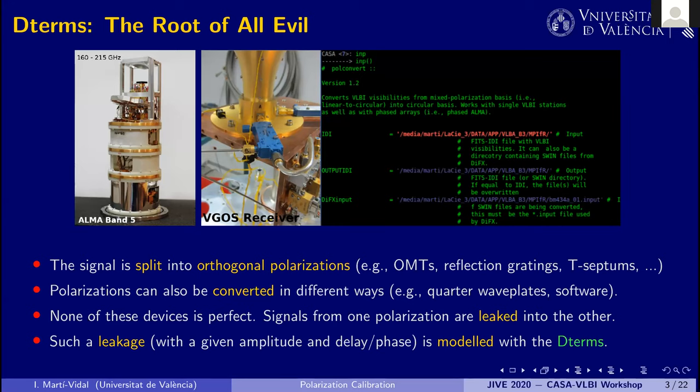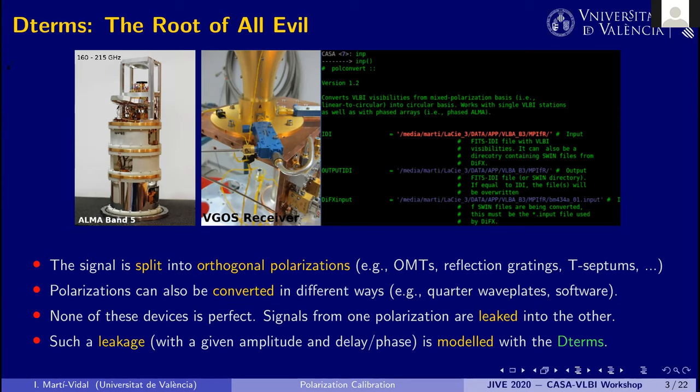So when you have a radio telescope, basically you have to split the signal that comes from the sky into two orthogonal polarizations. And the way you do it depends on the technology of your antenna. You can use orthomode transducers at lower frequencies. You can use some high-tech stuff at very high frequencies, like reflection gratings and so on. Depending on the frequency and the technology of your antenna, you have very different approaches. You also have to convert polarizations in different ways. For instance, in VLBI, you convert into circular using quarter wave plates, or you can also use software. That's the case of PolConvert.